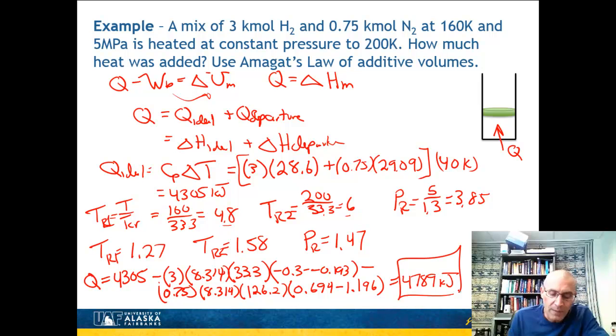So, all right. That's how you do it if you have a non-ideal gas and use the departure terms.